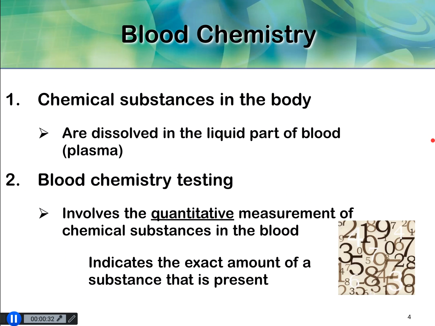Blood chemistry is an analysis of the chemical substances in the body that are dissolved in the liquid part of blood, which is the plasma. Blood chemistry testing involves the quantitative measurement of chemical substances in the blood. So remember the difference between quantitative and qualitative. Quantitative gives us a quantity or the exact amount of a substance that is present.